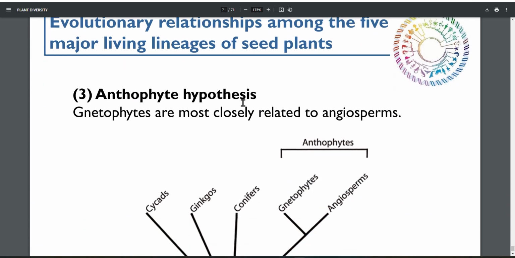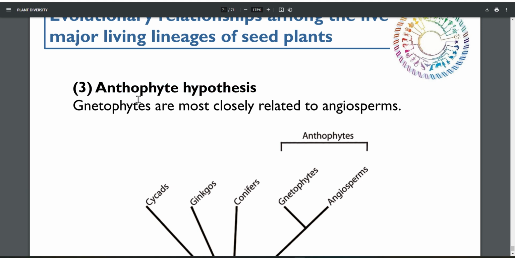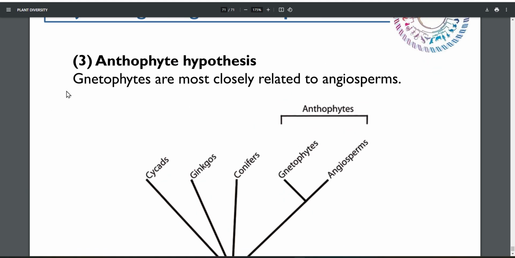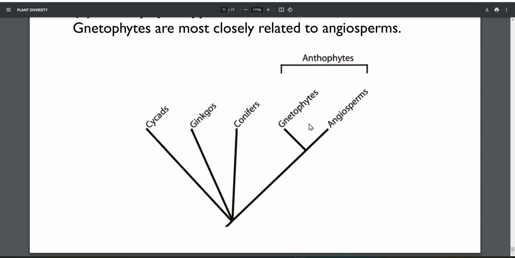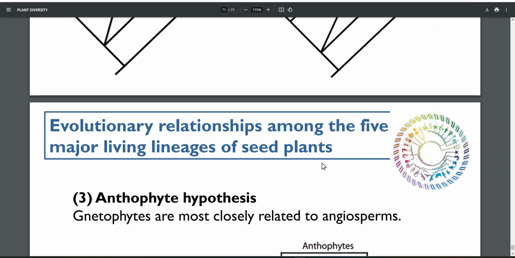the same as this. Now, for the third one, the anthophyte hypothesis, which believes that Gnetophytes are the most closely related to angiosperms because of the many features observed that are similar to angiosperms. So that means these four, the Gnetophytes, Conifers, Ginkgos, and Cycads share one common ancestor before branching off entirely, and Gnetophytes and Angiosperms share one more recent common ancestor.